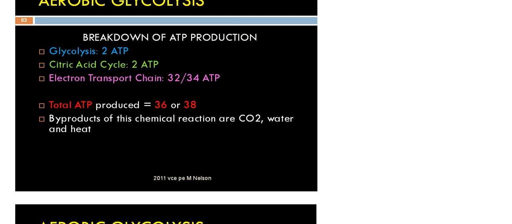So again, just a breakdown: 2 from glycolysis, so the breakdown of glucose, 2 from within this Krebs citric acid cycle, and 32 to 34 from the electron transport chain, leaving us a total of 36 to 38. Byproducts: carbon dioxide, water, and heat.